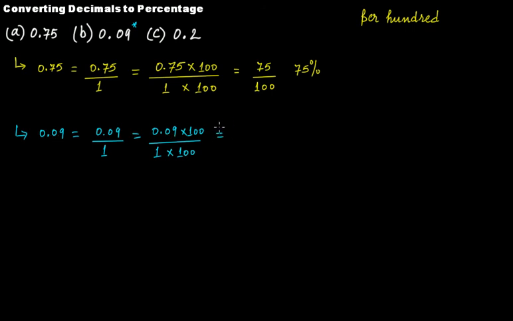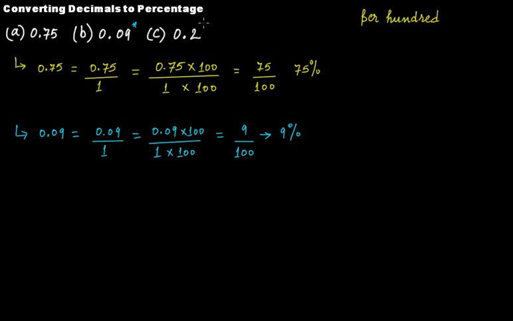This is 9 divided by 100. Now 9 divided by 100, that is 9 per 100, 9 out of 100. That's what the percentage talks about. So this represents 9%. So if you have to convert a decimal number, first convert it into a fraction having the denominator as 100, and then you reach a point where you can easily tell what percentage this fraction represents.